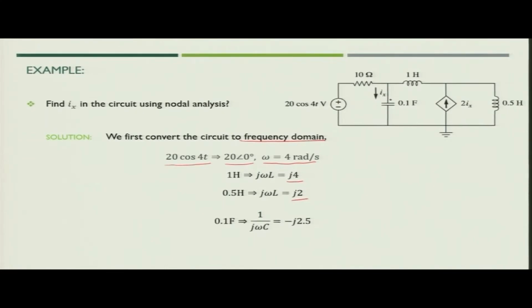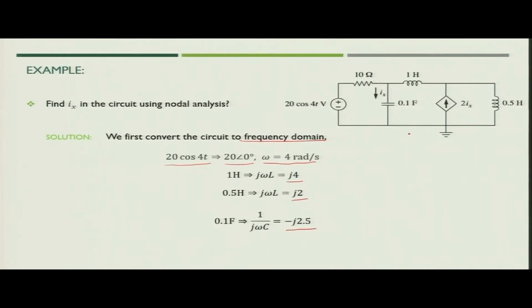For the capacitor, it is a 0.1 farad. So, the value of capacitor is 1 upon j omega c, c is given as 0.1 farad. So, the value which we get in case of capacitor is minus j 2.5.